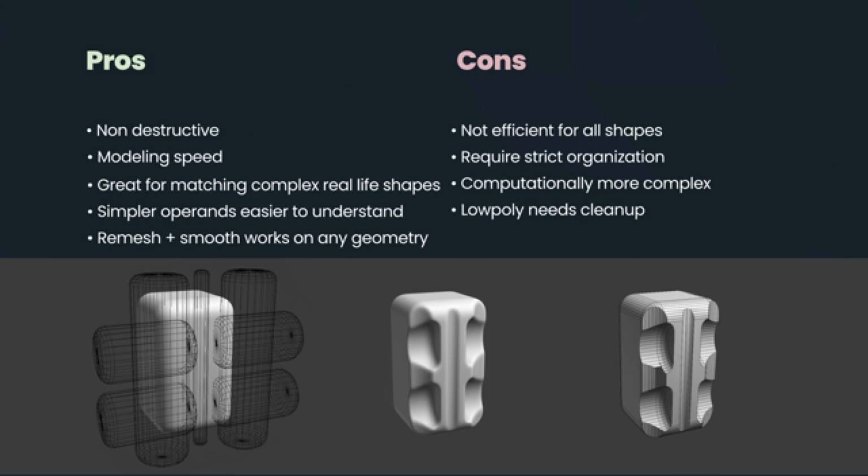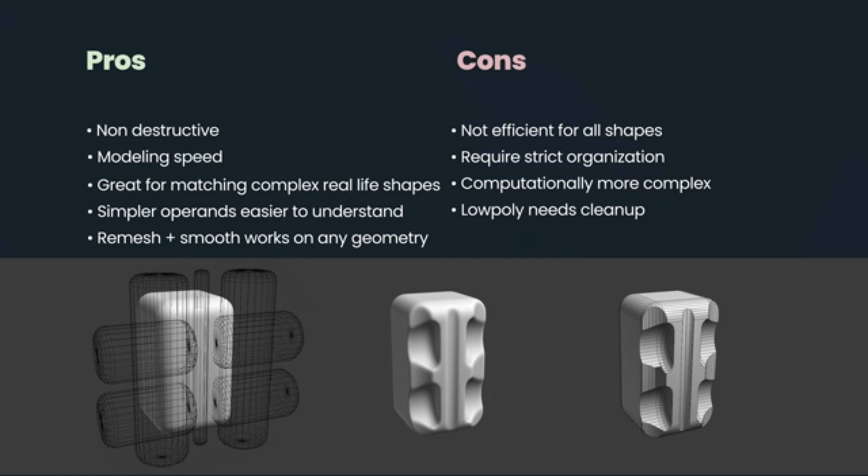Simpler operands are much easier to understand. This is akin to breaking down a big task into smaller, more manageable chunks. A big task might seem daunting when seen all combined, but if we divide it and go piece by piece, it suddenly becomes just a series of small, easy tasks. The remesh and smooth pipeline works on any geometry. This is kind of a silver bullet of modeling. Taking topology out of the equation means we can safely use this method on any weird geometry we want. The more complex the object, the more time we'll likely save by using it.